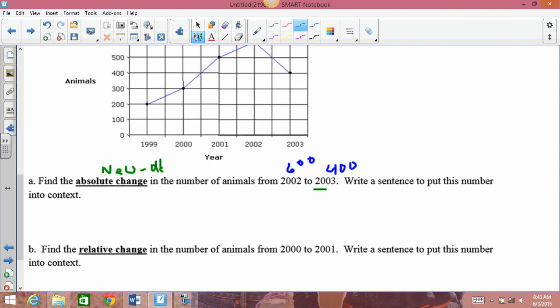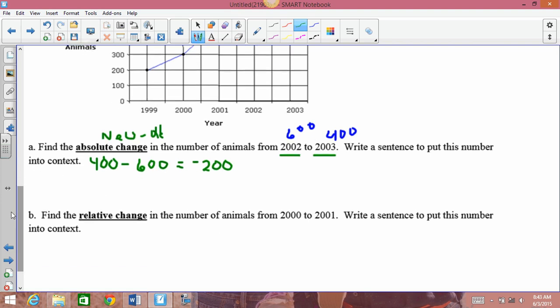So the newest point in time would be 2003. So that would be 400 minus my older time frame, 2002, which would be 600 animals, and then obviously 400 minus 600 would give you a negative 200. So then we want to say, okay, well, what does this mean? And what that would mean is, I would say that the zoo lost, because of the negative sign, the zoo lost 200 animals from 2002 to 2003.